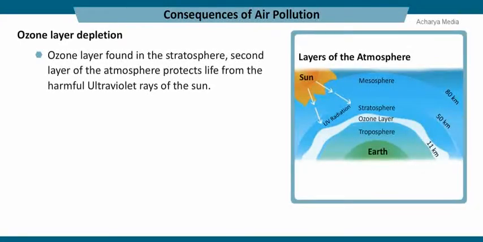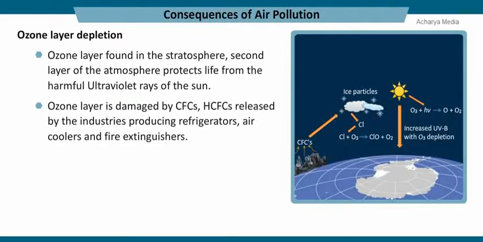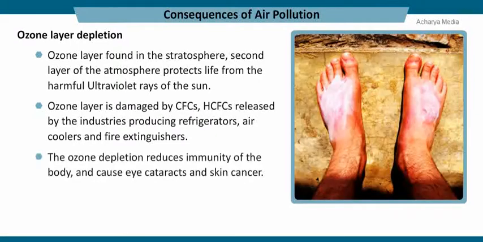The ozone layer, found in the stratosphere, the second layer of the atmosphere, protects life from the harmful ultraviolet rays of the sun. The ozone layer is damaged by CFCs and HCFCs released by the industries producing refrigerators, air coolers, and fire extinguishers. 30% to 40% of total ozone is lost over Antarctica. Ozone depletion reduces immunity of the body and can cause eye cataracts and skin cancer.